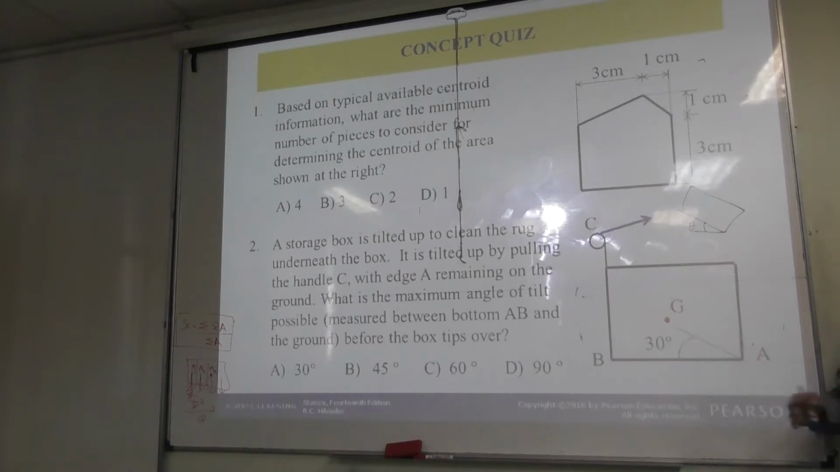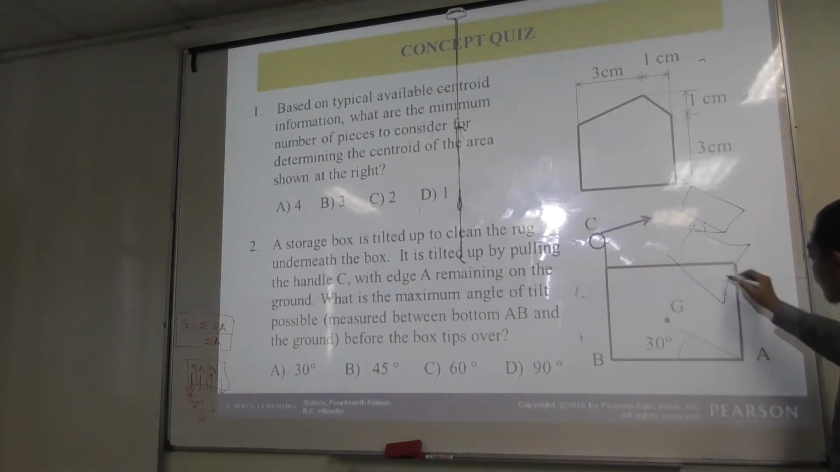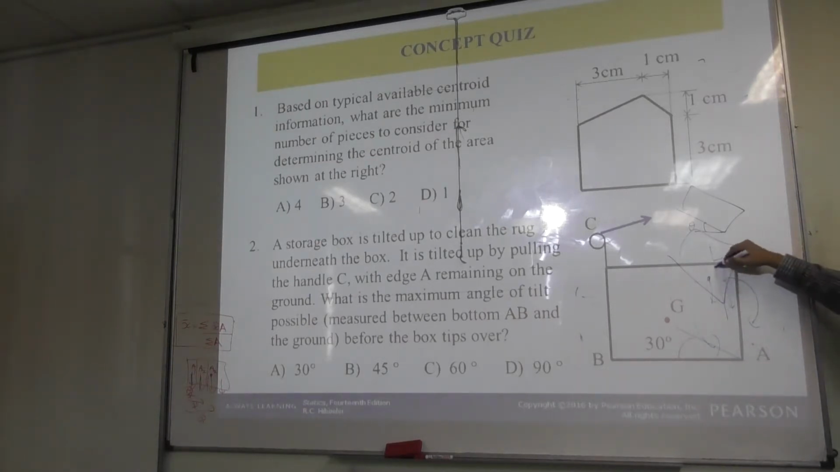What's the concept here? When does it tip over? The idea is, if the center of gravity is still on this side, the moment will be like this. If the center of gravity is still here, the moment will be that way. So it will only tip when the center of gravity passes this point. So when is the center of gravity exactly on top of this point?